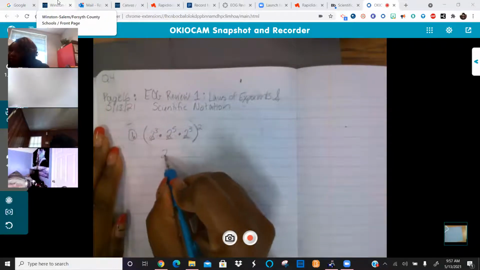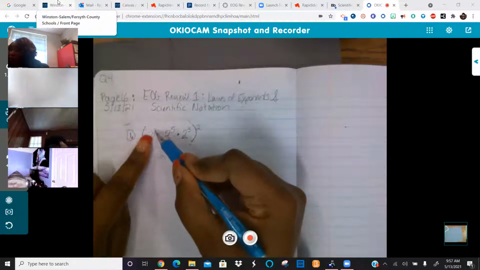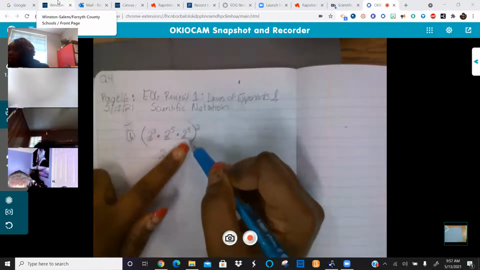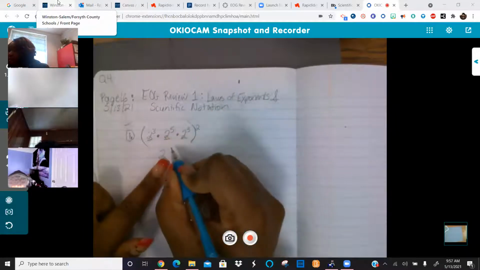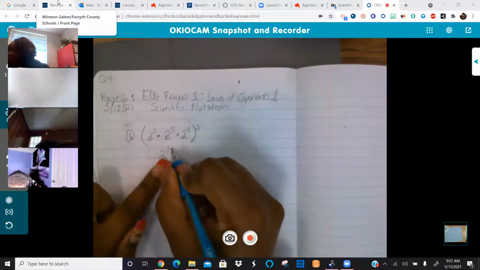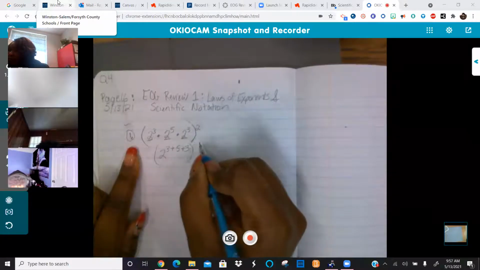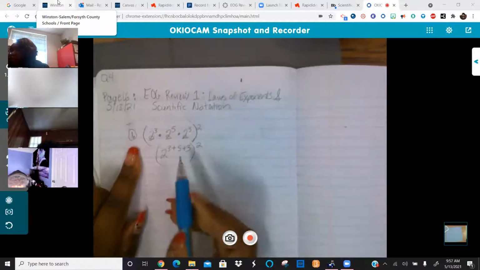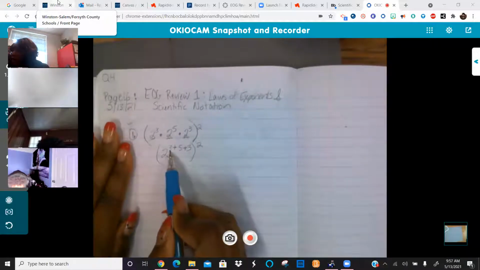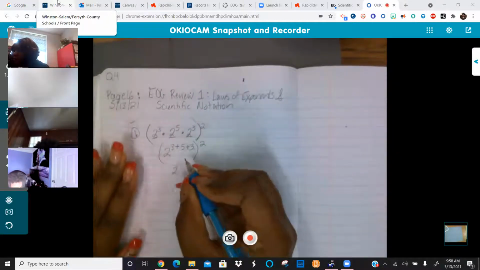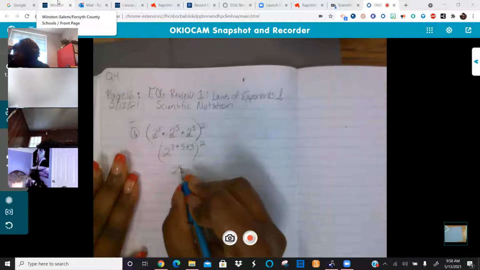So this is going to be 2. 2 is being multiplied 3 times here, then 5 times here, then 3 times here. So you add these exponents together. That's 3 plus 5 plus 3, and bring everything else down. So when I add this together, 3 plus 3 is 6, and then plus the 5 is what? 2 to the what? Very good, 11th power.